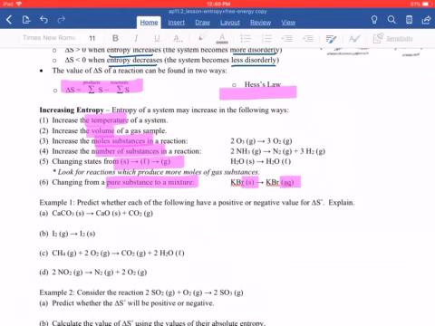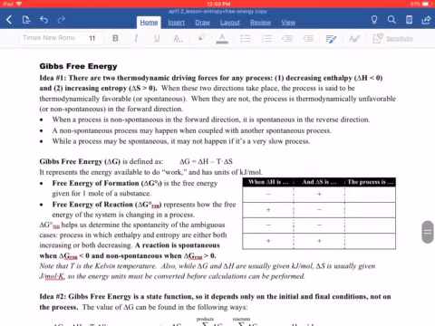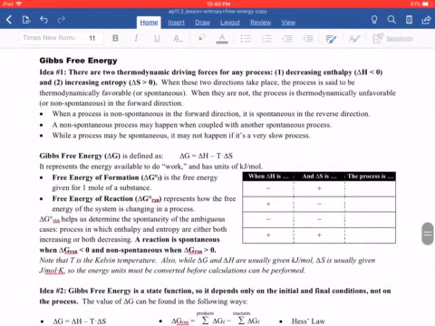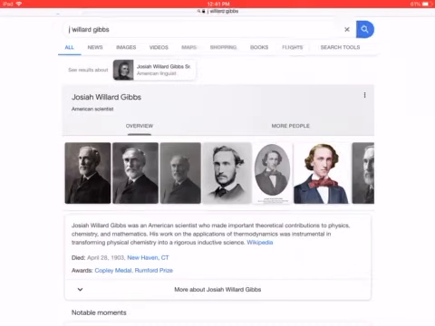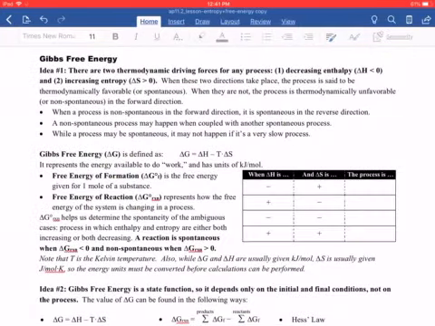I'm going to skip example 1 for now. I'm going to go down to Gibbs free energy. There are two ideas that we need to look at for Gibbs free energy, which I will describe in a later video because I want to keep these videos very short. But the main idea behind Gibbs free energy is that it's named after Josiah Willard Gibbs, who was an American scientist. He died in 1903, so his work was mainly in the 1800s. Gibbs free energy was named after him, which is why we use the letter G.